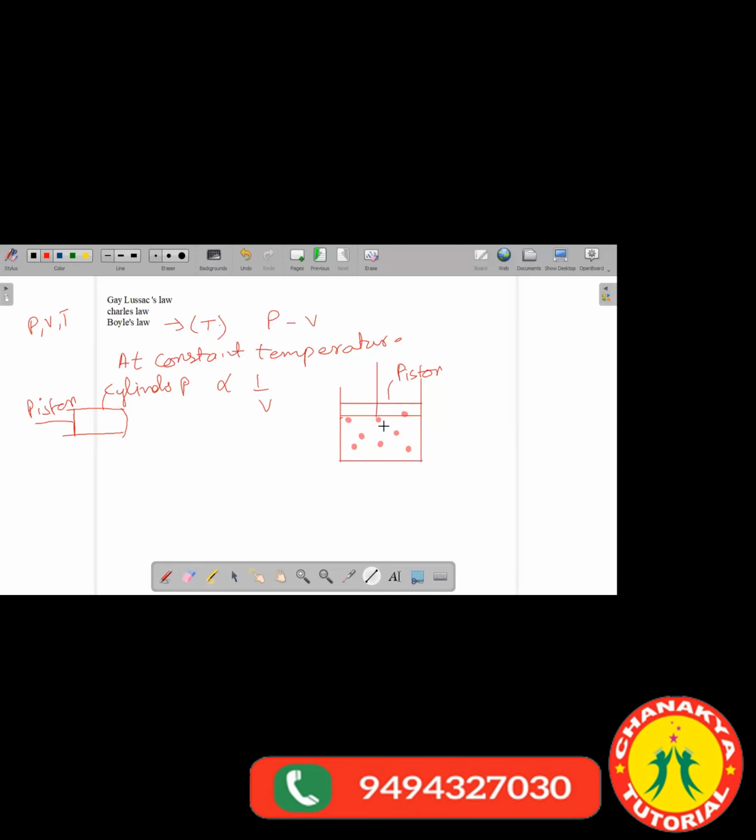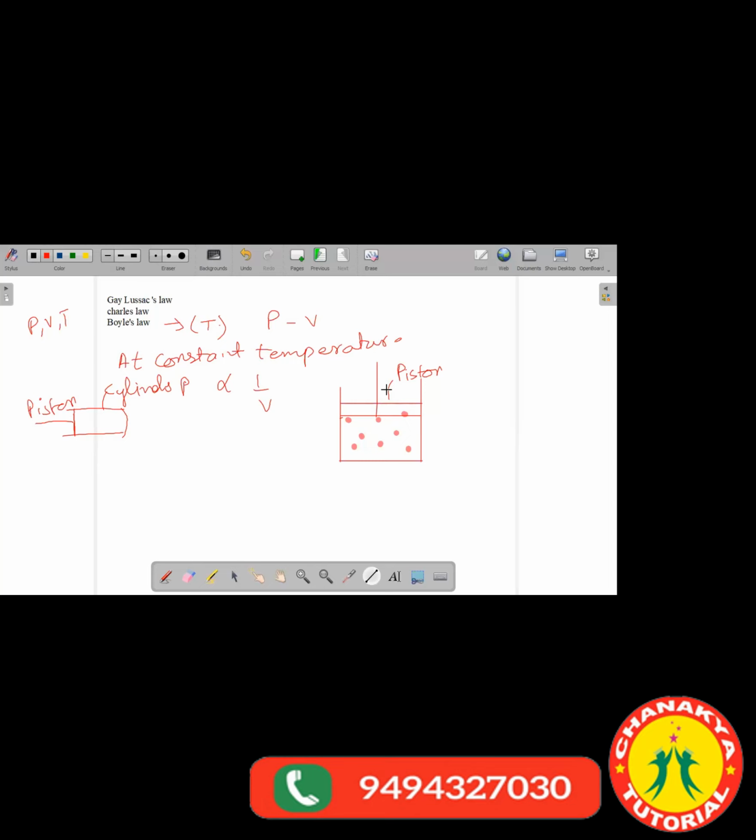So if temperature is constant, we observe that pressure is inversely proportional to volume. The other way also you can apply. If volume increases, pressure must decrease. Or if you decrease the pressure, the volume will increase. For example, suppose you had earlier put some weight over here, so that this piston is not allowed to move upward. If you decrease the pressure, the volume will increase.